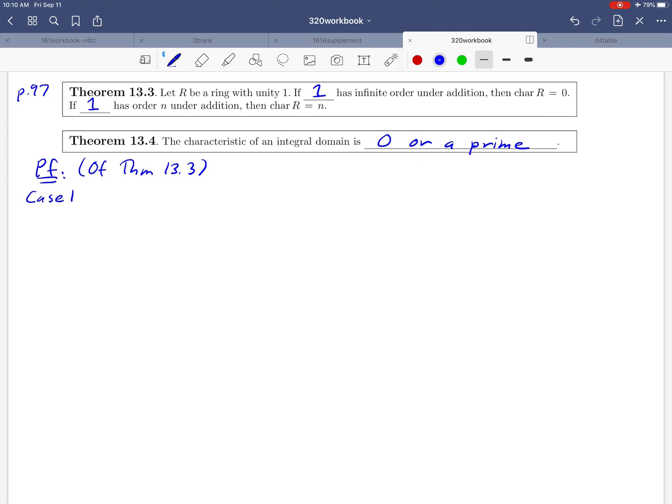So case 1 would be the case where 1 has infinite order. Okay, in that case, we're going to try to prove that our ring must have characteristic 0. Well, if 1 has infinite order, that means that it doesn't matter how many copies of 1 we take. N times 1 is never going to be equal to 0, for any positive integer.